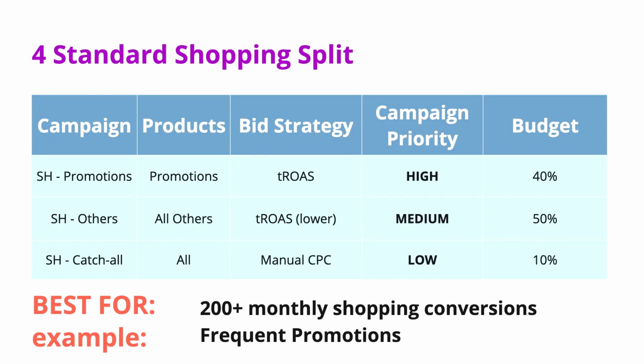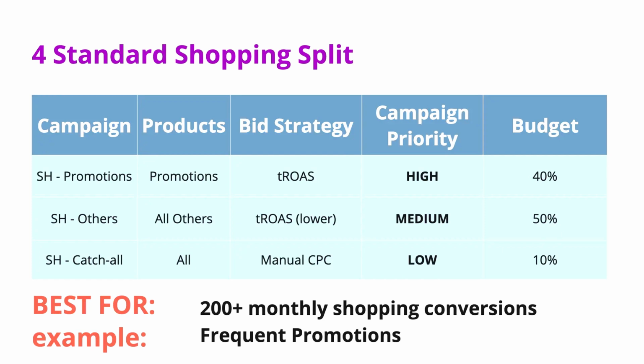Use 50% of your budget for your remaining products campaign. Set a slightly lower ROAS target for these items to keep a good balance between sales and costs. Create a catch-all campaign for all products, but set very low bids and use manual bidding. This helps catch any potential sales opportunities you might miss with your other campaigns.